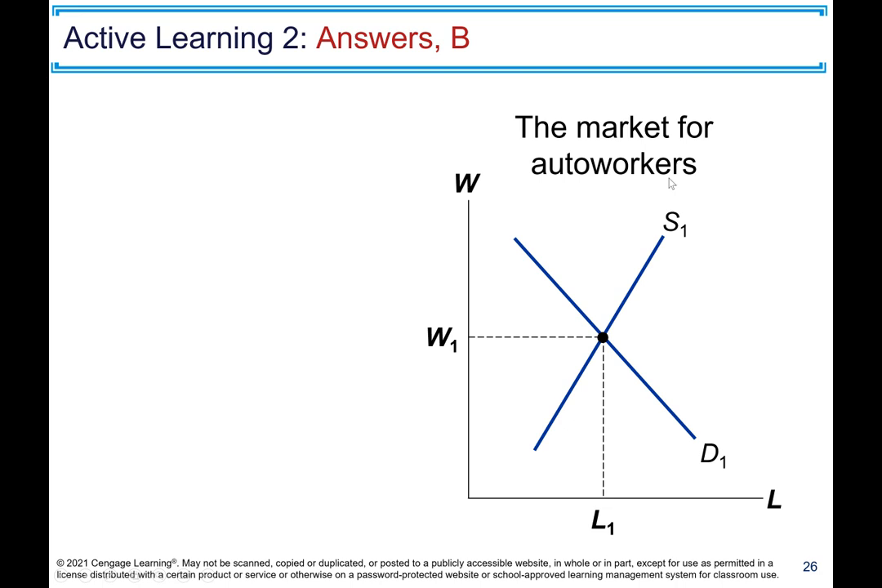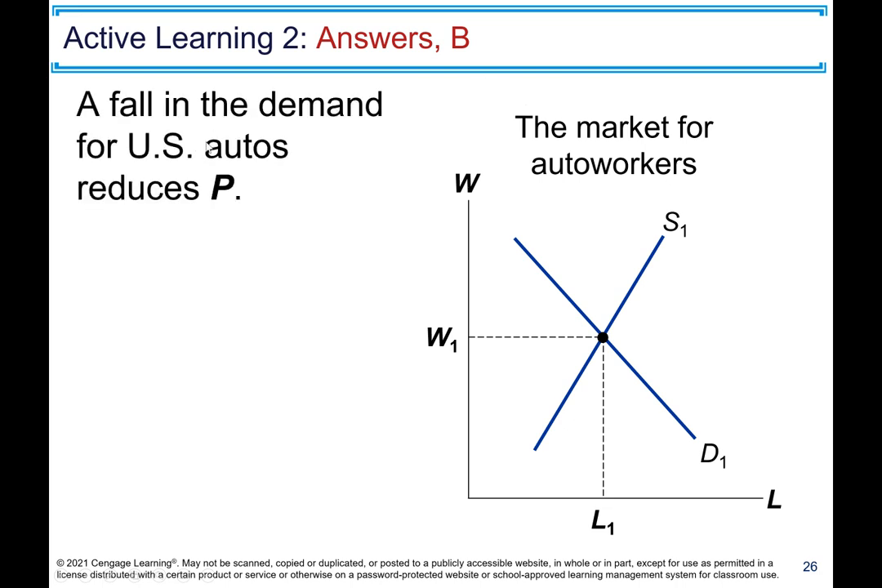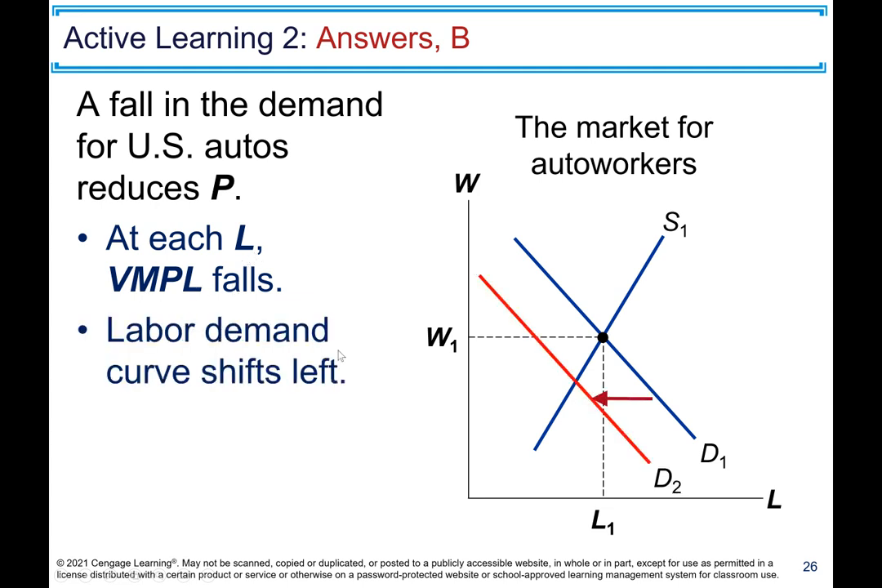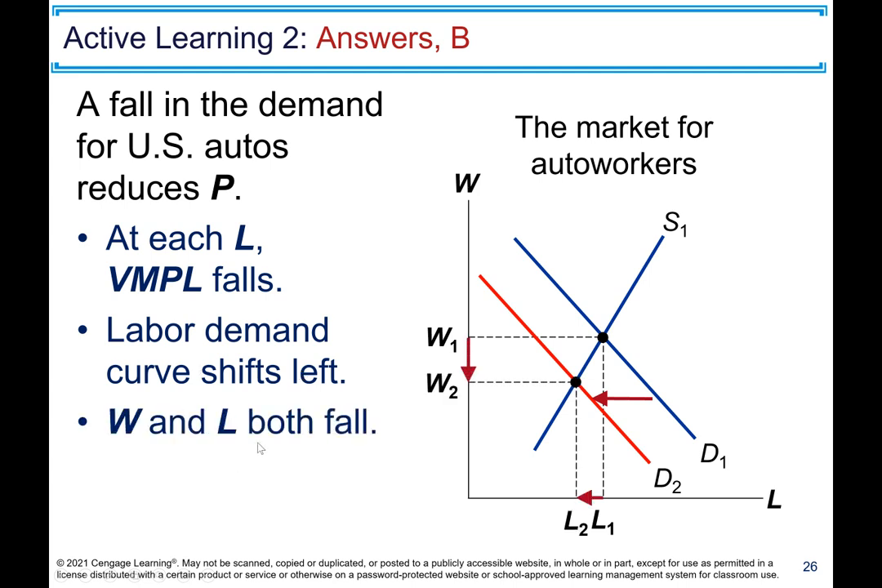B, the market for auto workers, a fall in the demand for US auto workers. At each L, VMPL falls, hence a left shift of the demand from D1 to D2. So the labor demand curve shifts left. W and L both fall, so wages go from W1 to W2, and hiring, the number of people working, falls from L1 to L2.